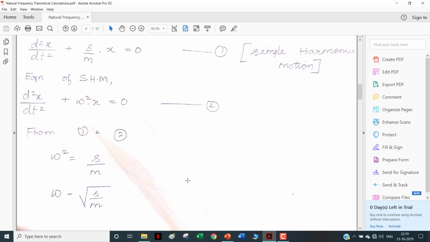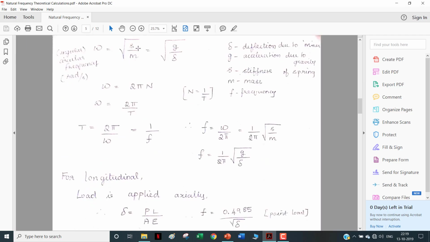Okay, so the final formula comes down to this: omega equal to root of S by m. And I can rewrite it as omega equal to root of S by m, or root of g by del, where g is the acceleration due to gravity and del is the deflection due to the particular mass. This frequency is called the angular or circular frequency. It is in radians per second, but the unit of frequency will be in hertz.